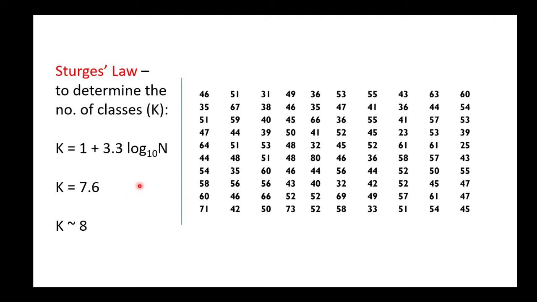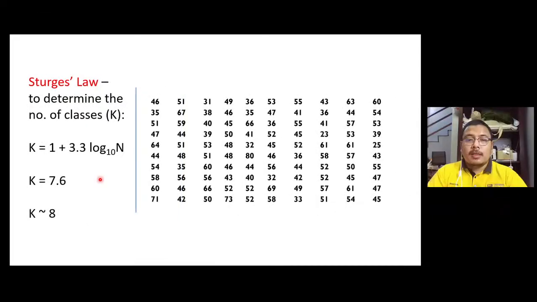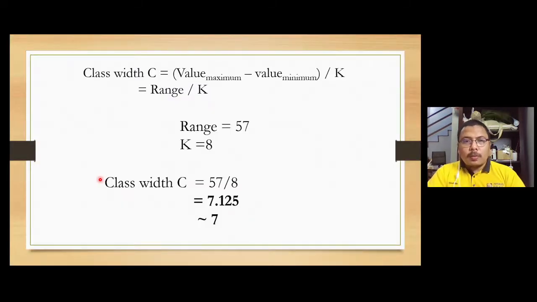So you will have 8 classes from this Sturge's law, and we draw it here. The next thing you want to do is the class width. You have developed the classes, and now you need to know how wide each class is.